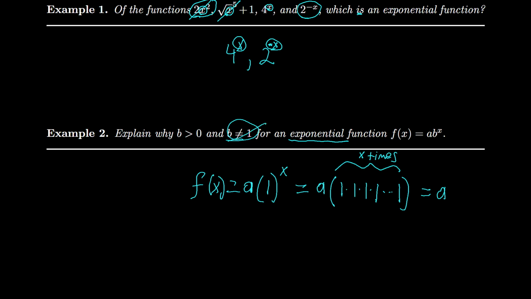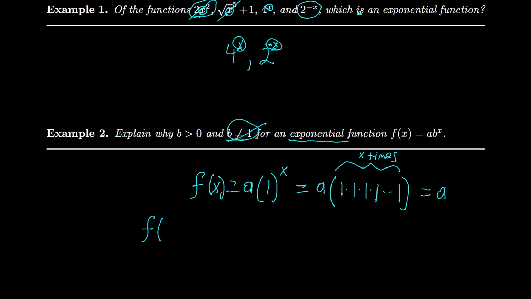And then b has to be greater than 0. So we want b to be greater than 0 for this to work. So b can't be 0. If b is 0, obviously this whole thing's just 0. So see this argument again. What if b is less than 0? That's the last case. Let's just take some random number.